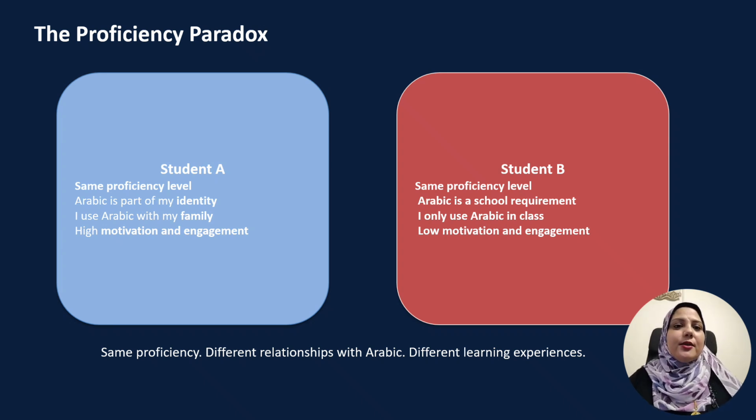However, student B sees Arabic mainly as a compulsory school subject and rarely uses it outside the classroom. Although both students A and B demonstrate the same level of proficiency, their relationship with Arabic is fundamentally different. This raises an important question. Again, is proficiency alone enough to understand our learners?